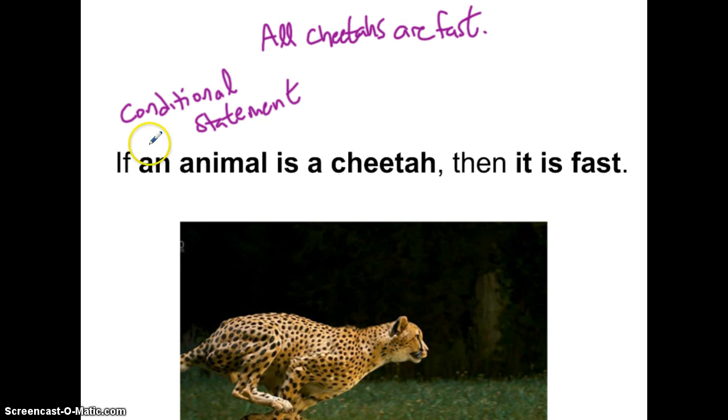So conditional statements have two parts. The first part is called the hypothesis, and the hypothesis is the part that comes after the if. And then we also have the conclusion, which is what comes after the then.